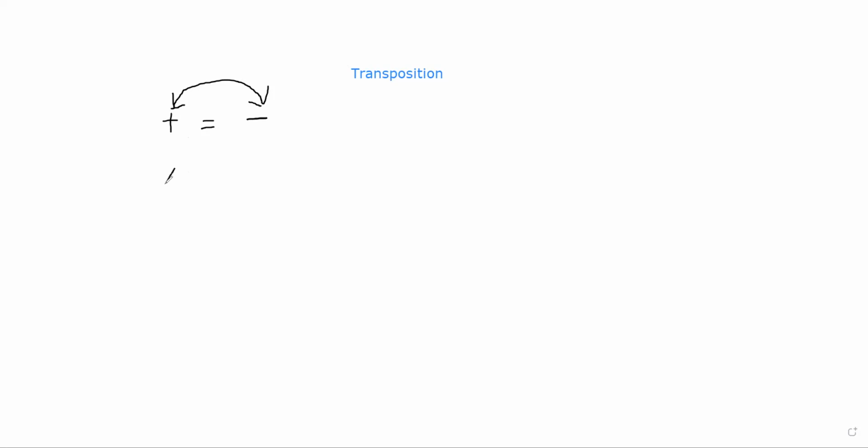So if I'm multiplying and I carry it over the equal sign, I need to divide. But if I'm dividing and take it over the equal sign, I need to multiply, sorry. Right? Good. So these are the two basic ones.